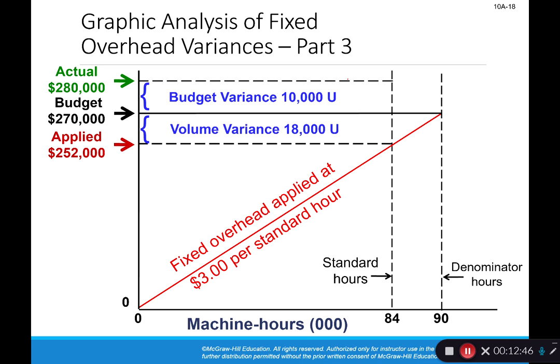Our volume variance is a function that we produced less than we had planned. So even though we planned to produce at 90,000 denominator hours, we only produced at 84,000 SQUAP hours. So that's what resulted in our volume variance, which is unfavorable because we produced less than we planned.